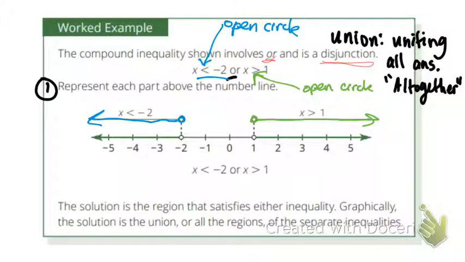So now we have those two inequalities graphed separately, but now we need to unite all of the answers together. So we're not looking where they overlap. We're trying to unite all the answers. I'm going to circle it in red. We're going to take all the answers that are graphed for that inequality, and unite them with all of these answers on one number line. So we're going to put them all together. We're literally going to just take both these number lines and drop them down.